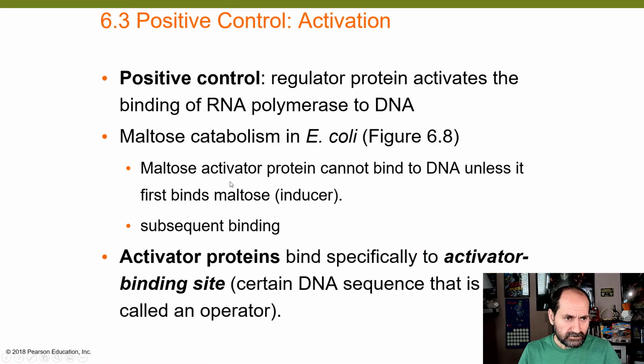Alright everyone, welcome back from break time with Gizmo and Wicket. Let's continue on with this chapter, chapter 6. Now recall we left off, we finished talking about negative control, which involves repressors, and we're about to talk about positive control, which involves activators. Regulatory protein activates the binding of RNA polymerase to DNA. An example is the maltose catabolism pathway, or activation.